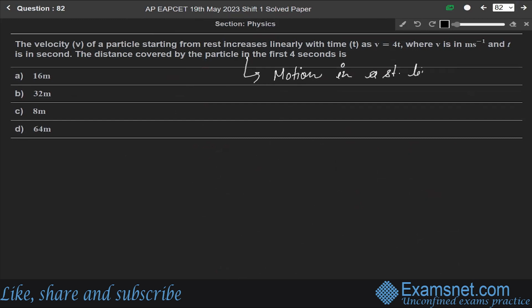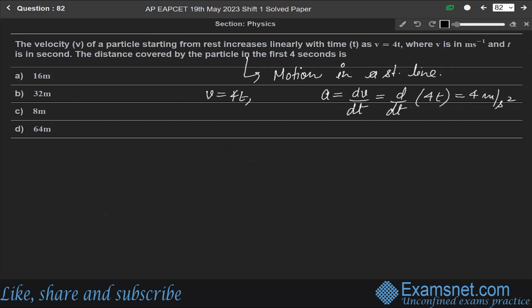According to the question, we are given the velocity of the particle, v equals 4t. So acceleration, we know that a is equal to dv over dt. So acceleration will be d by dt of v, means 4t, so it will be equal to 4 meter per second square.